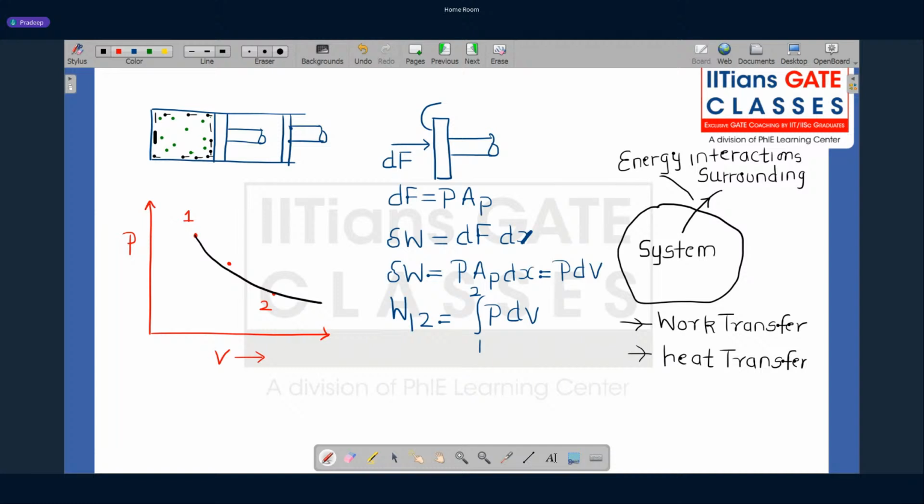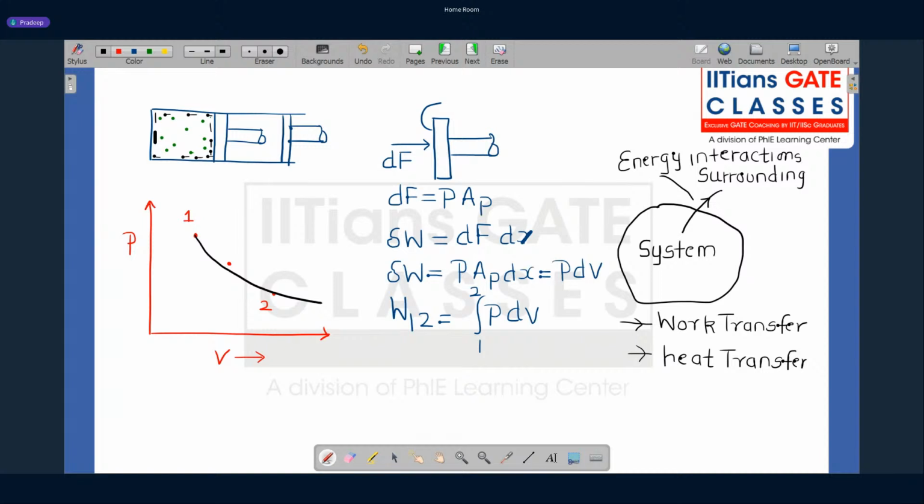And what kind of work transfer is this? This is a displacement work. Why are we calling it displacement work? Because the boundary of the system is getting displaced during this interaction. That's why it is called displacement work. Another name is pdv work. Now let's see how we calculate this pdv work for different kinds of processes.